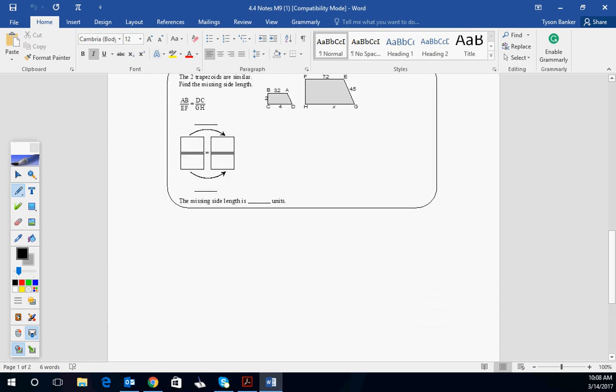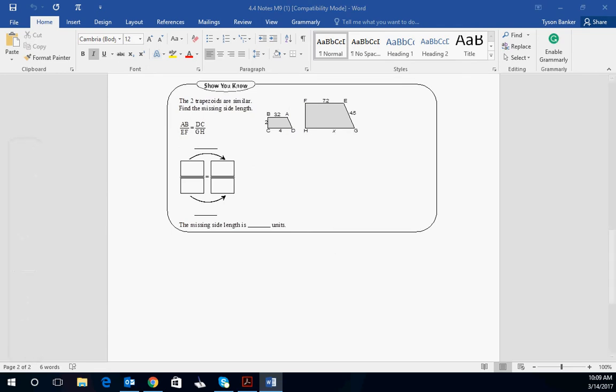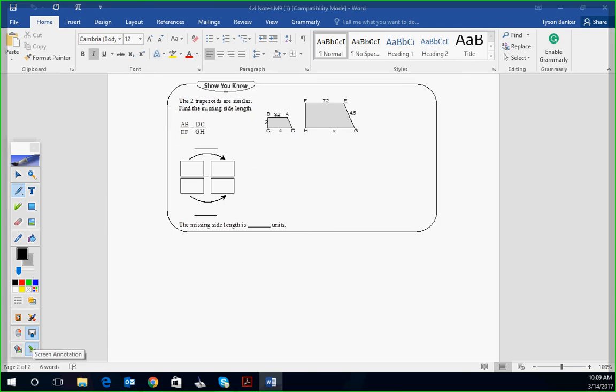Okay, and the last little piece here. The trapezoids are similar. Find the missing side length. AB over EF equals DC over GH. So they set the proportion up for you. AB is 3.2 over EF, 7.2, equals DC, 4, over GH, x.